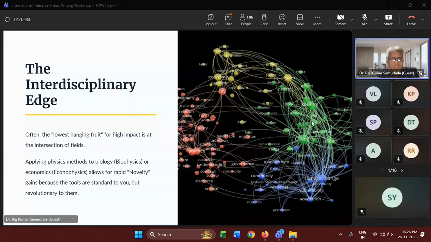Not just because of my efforts, efforts are the same for everybody, maybe, but choosing the right problem, choosing the right objective plays an essential role. That's how multidisciplinary approaches are really essential. By combining mathematics and biology, biophysics, economics and physics, econophysics allows for rapid novelty gains because the tools are standard to you, but revolutionary for them. That's how multidisciplinary approaches are essential.